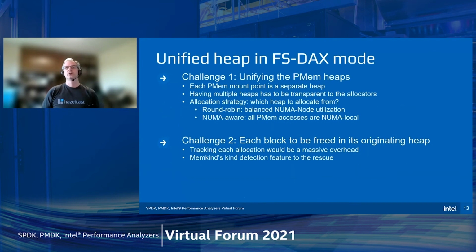The other challenge with the FSDAX mode is that in that mode, every socket's persistent memory is mounted as a separate mount point, which means each socket's persistent memory is a different Memkind kind, and therefore a separate heap for the Hazelcast application. And the allocators of Hazelcast are not aware of having multiple heaps. They see the entire heap as a single heap.